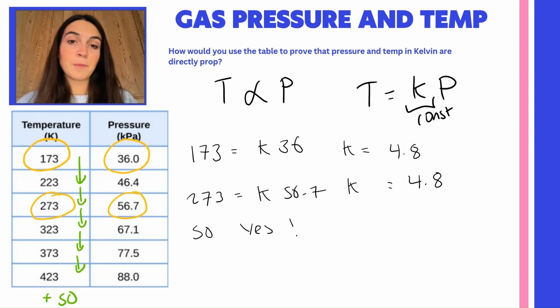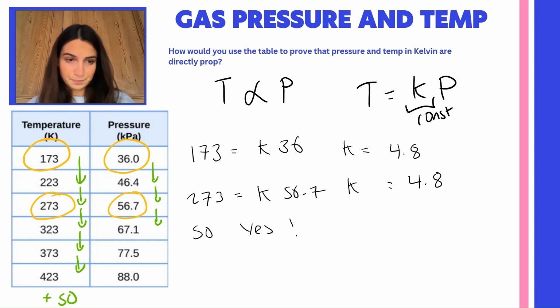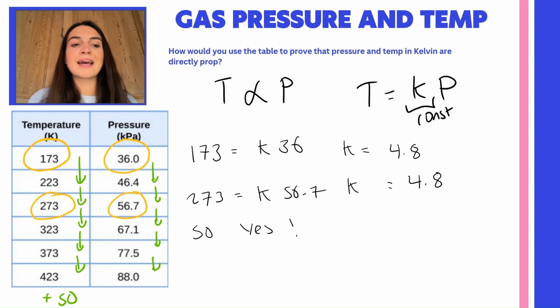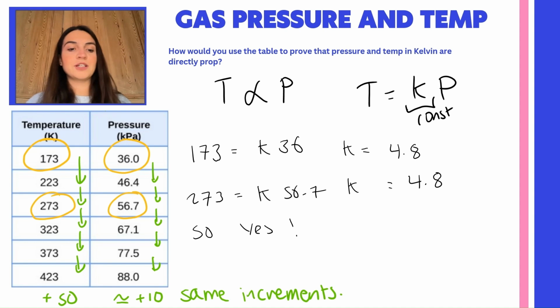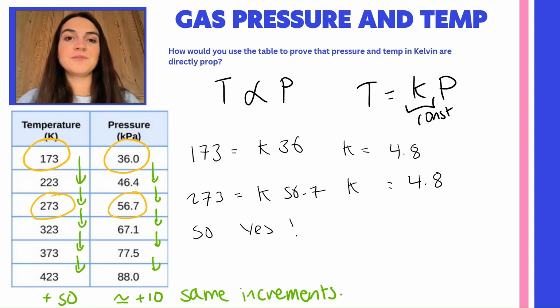If these are directly proportional, what I'm expecting is that as I go between each of these pressure readings, 36 to 46.4, 46.4 to 56.7, 56.7 to 67.1, and so on, that all of those increments should be roughly the same. And if I check the difference between all of those pressures, I see that they are roughly the same. They seem to be going up in 10 kilopascals every single time, so it's the same increment. So that's another way to prove that these are directly proportional.